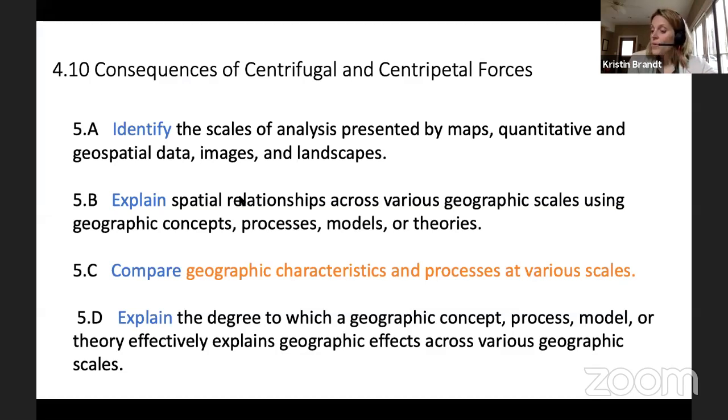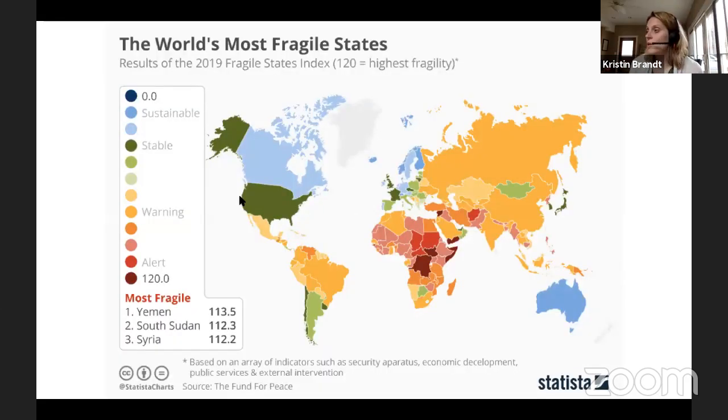So this is a perfect time to transition into some of the consequences. We're going to continue to compare these characteristics, but remember, centrifugal forces pull a country apart, and centripetal forces pull a country together. I think this is a great question, the question that had come up.